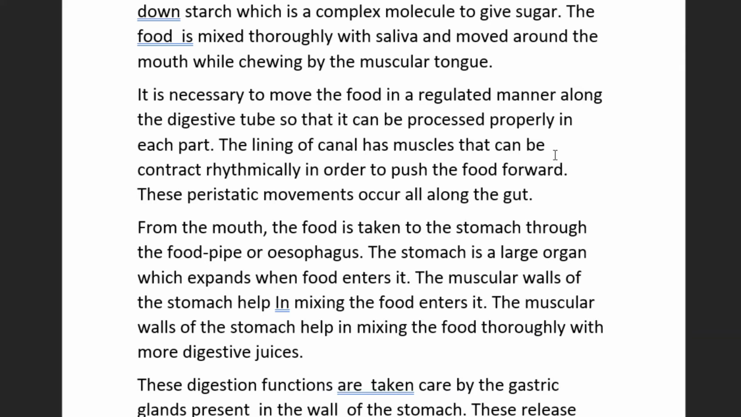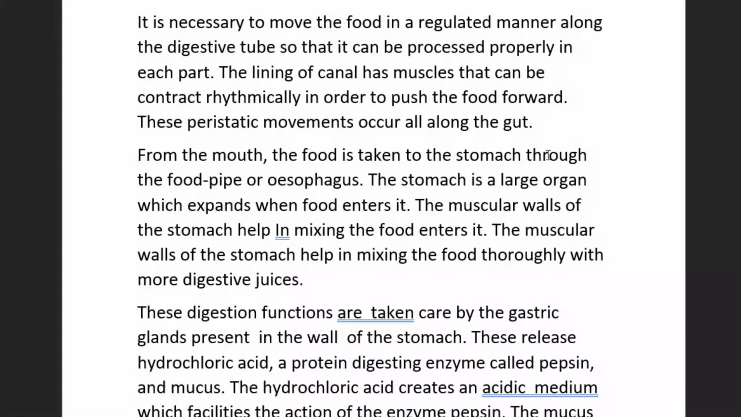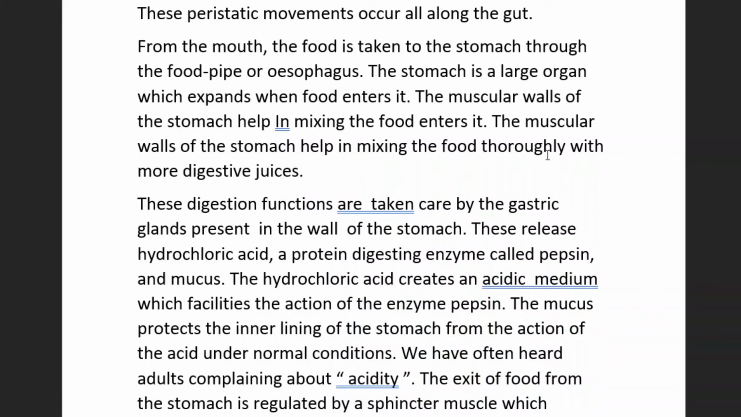digestive juices, and these digestive juices are taken care of by the gastric glands present in the walls of the stomach. That means the walls of the stomach contain gastric glands, and these release an acid called hydrochloric acid, and a protein also released which is used for the digestive enzymes called pepsin, and mucus.